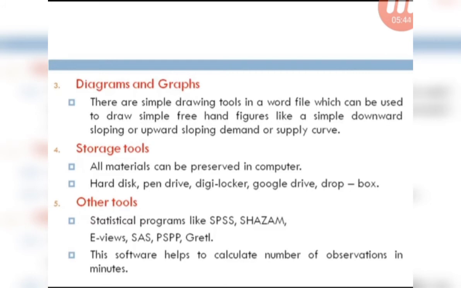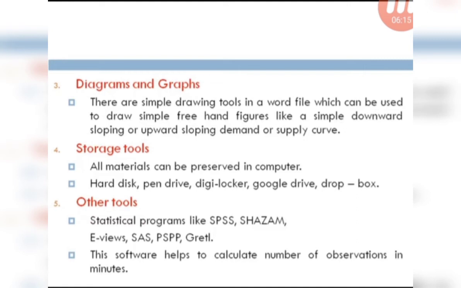Now, other tools you can see in the fifth point, that is the statistical programs like SPSS, STATA, eViews, SAS, PSPP, Gretl. So these are various software that can help you calculate a number of observations in a minute. Some of these, SPSS, STATA, eViews, SAS, are developed to do almost all types of data processing for lakhs of observations in a minute. But you just have to write the proper and correct formula. Okay, so research institutes use such programs especially.